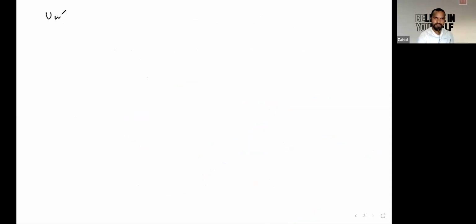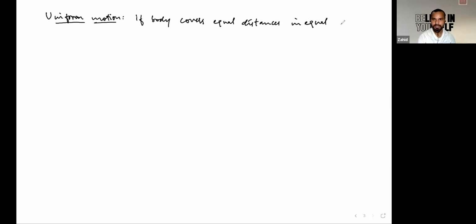So first is called uniform motion. If a body covers equal distances in equal time gaps, that is called uniform motion. In this part, the first thing is to define what we mean by distance and displacement.